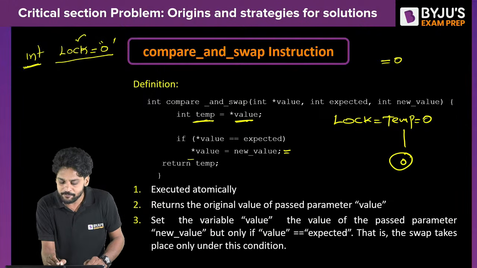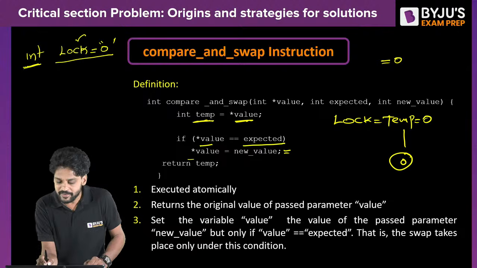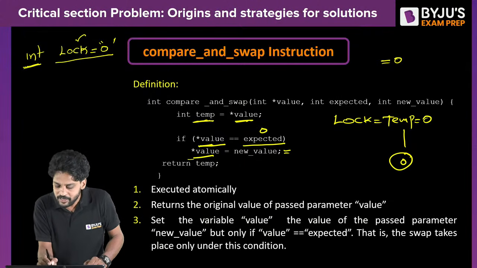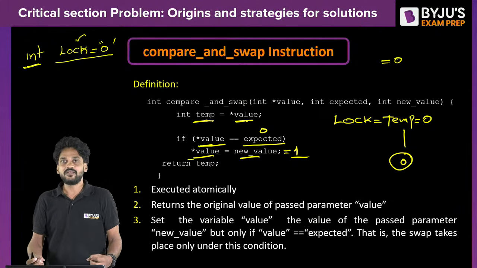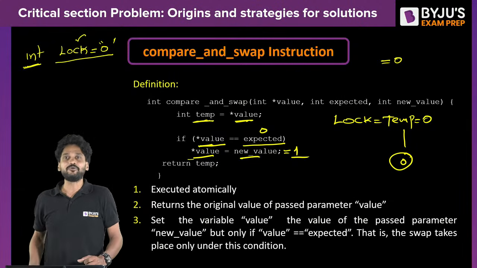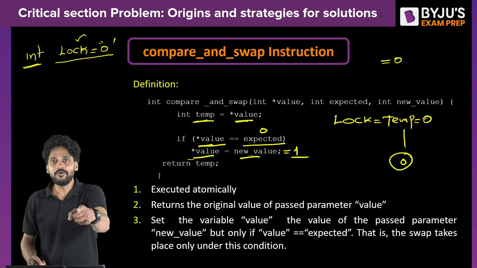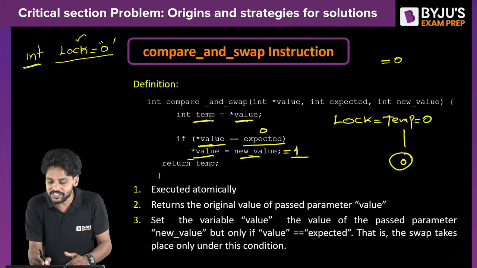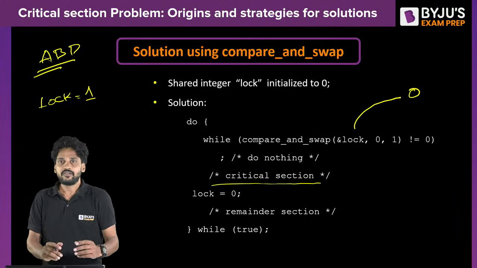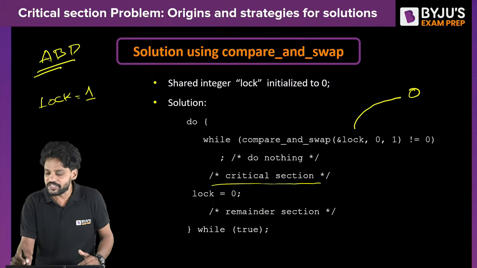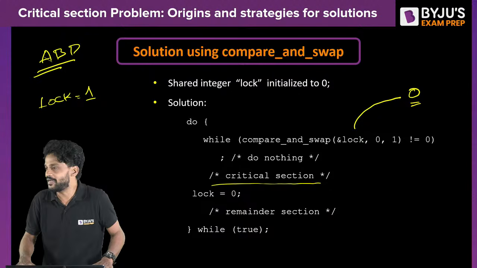Meanwhile, what is happening? The star expected: if the value is equal to 0, then the value will be set to 1. Right after the execution of the function, the lock has got a new value. It returns the old value, but the lock gets a new value which is equal to 1. Only for the first process, the lock value is equal to 0. The function returns 0. I hope I made myself clear.